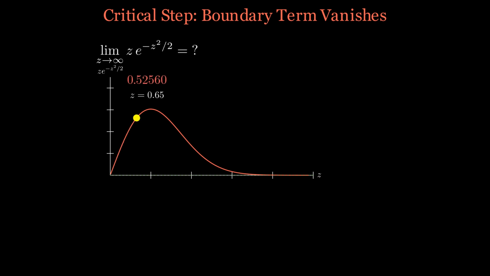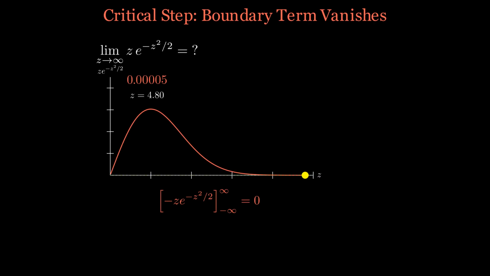The exponential e to the minus z squared over 2 decays with z squared in the exponent. That is far faster than the linear growth of z. Watch. As z increases, the product rises briefly, reaches a peak, then falls relentlessly back towards zero. Exponential decay always dominates polynomial growth. At both positive and negative infinity, the boundary term is exactly zero.